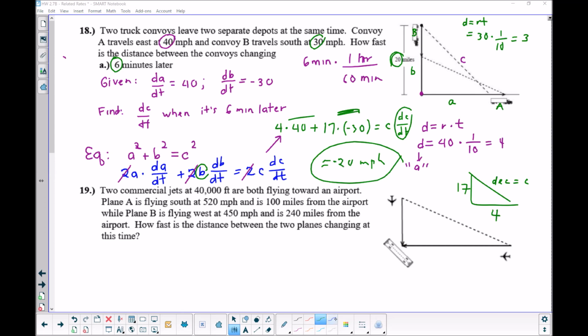If you want the exact answer, if you did the Pythagorean theorem and kept this in radical form, here's the exact answer. It's negative 350 over the square root of 305, and that would be in miles per hour. But I thought converting it to a decimal makes the problem a little bit more understandable. Because I'm like, what is that? That's crazy.